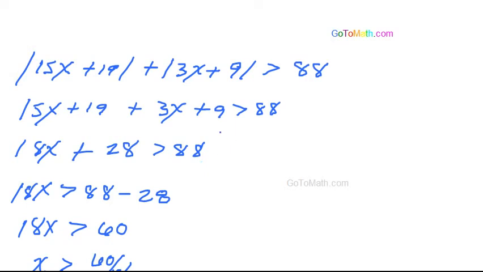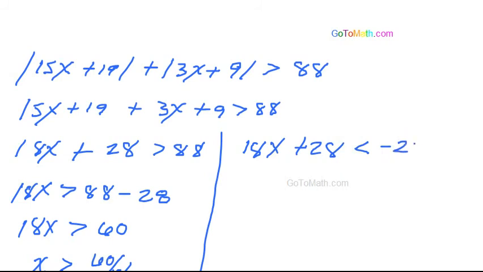Let's go ahead and start here, because what are we going to do now? We're going to flip the sign and make that negative. So we have 18x plus 28 remaining the same on the left. Now we have 18x is less than negative 28 minus, wait a minute, what the heck?